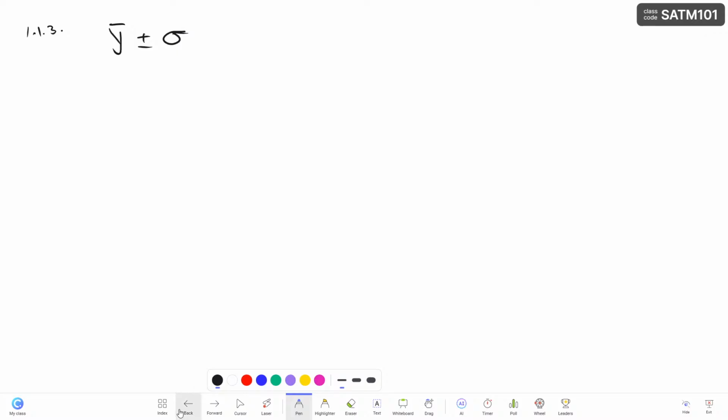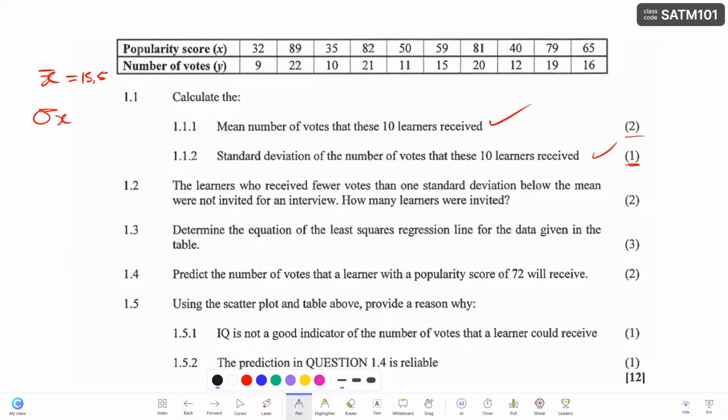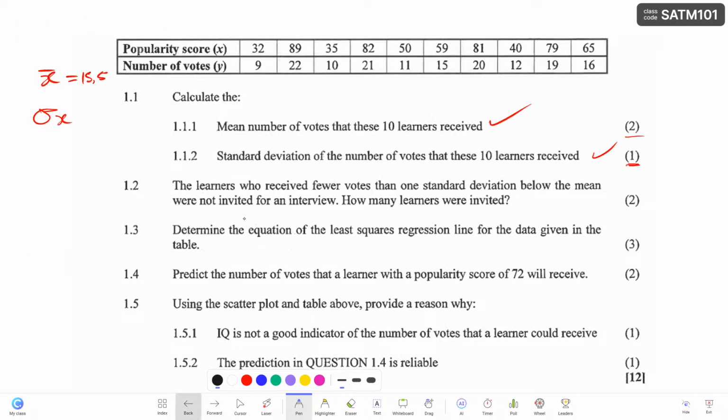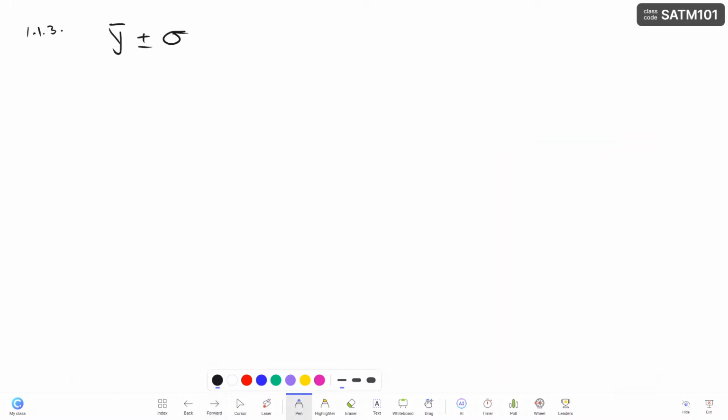This formula is calculating what? It is calculating 1 standard deviation below the mean. This is the formula. But here they said what? They said the learners who received fewer votes than 1 standard deviation below the mean were not invited to the interview. So this formula, we can simplify this formula as what?